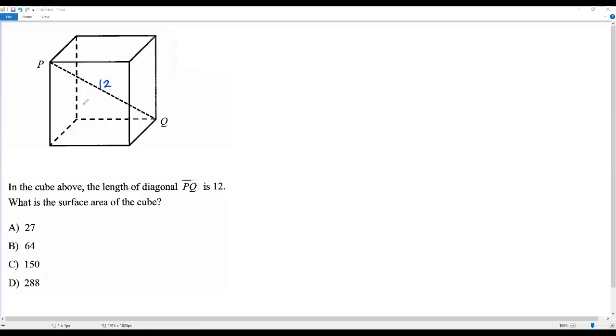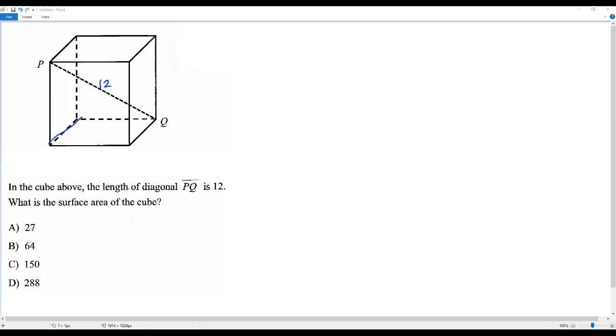Surface area means we just have to add the areas of all the 6 faces. We have 6 squares because each face is a square. Once I get the area of one square, I can multiply it by 6 to get the surface area of the cube. So my aim is to get the area of just one face.